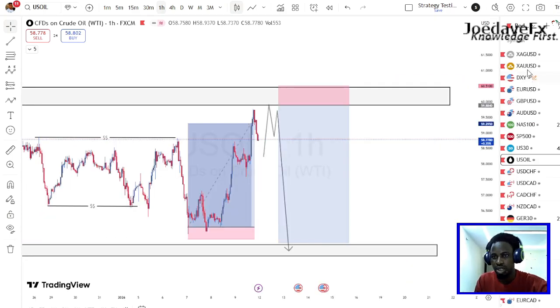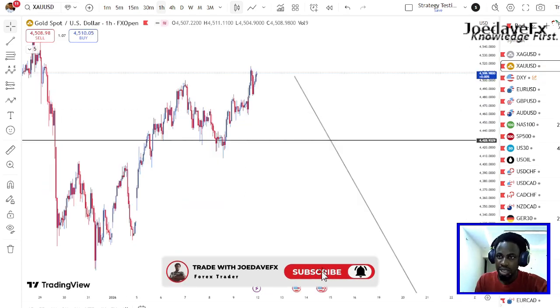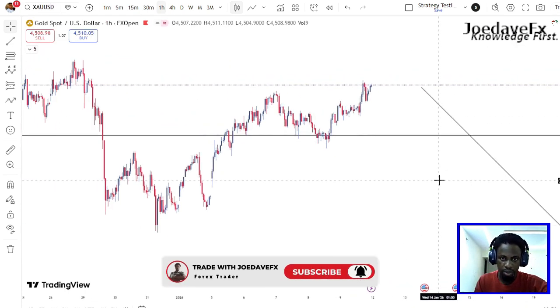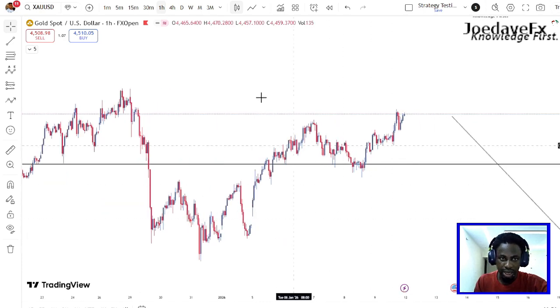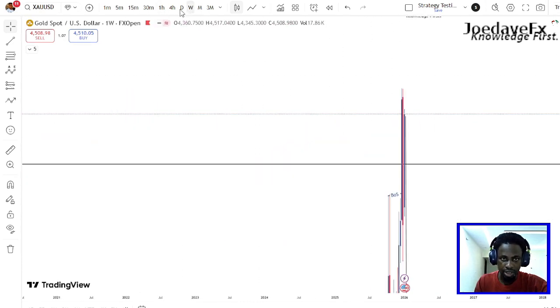And if I go to gold, let's see exactly what gold is doing. It's been a long time since I last covered gold on this channel. So looking at what gold is doing here, let me go to the daily time frame first. So I need to understand.